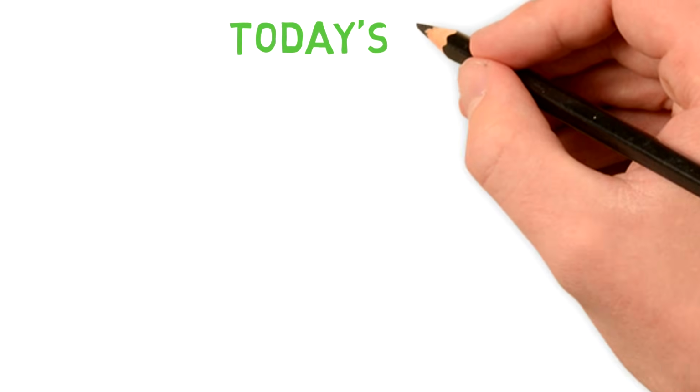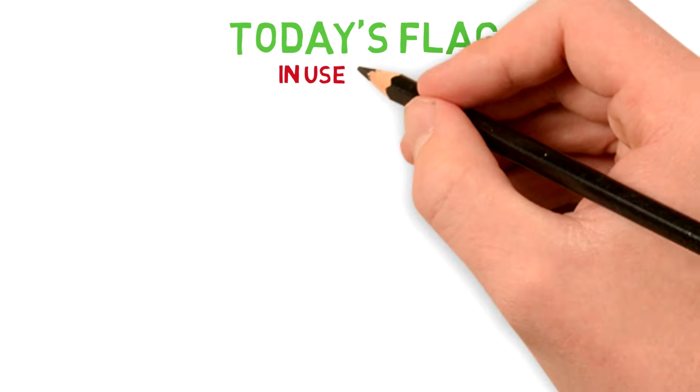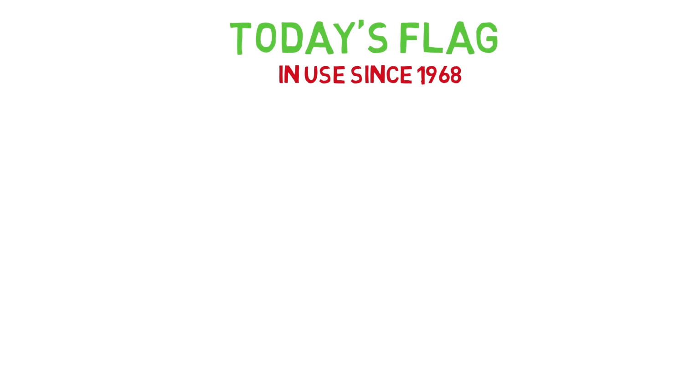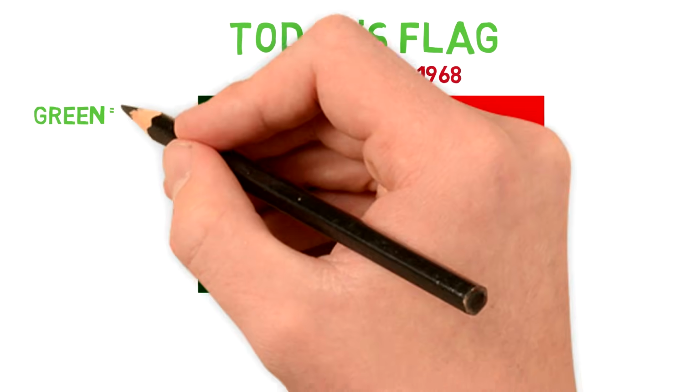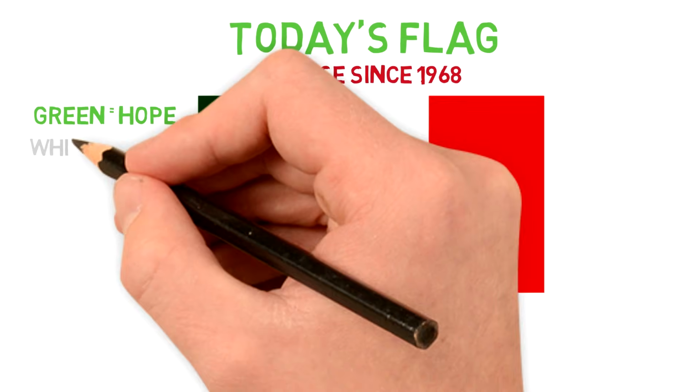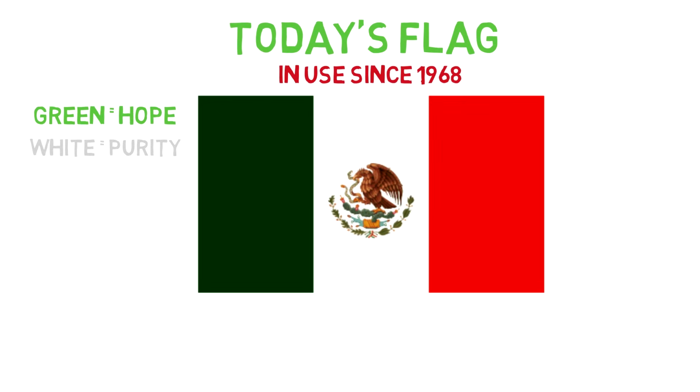So we arrive at today's flag, in use officially since 1968. The colors remain the same, but their meaning has slightly changed. The green is now said to represent hope. The white represents purity, and the red represents the blood of the heroes who fought for independence. Very similar meanings to the ones of the colors in the Portuguese flag.